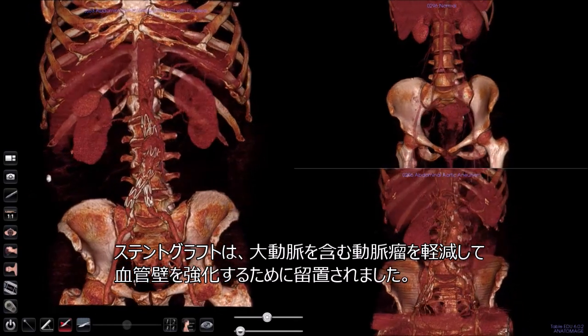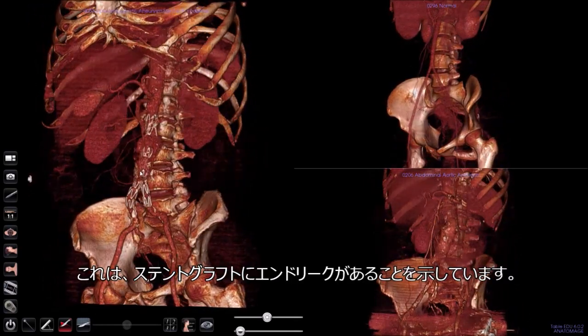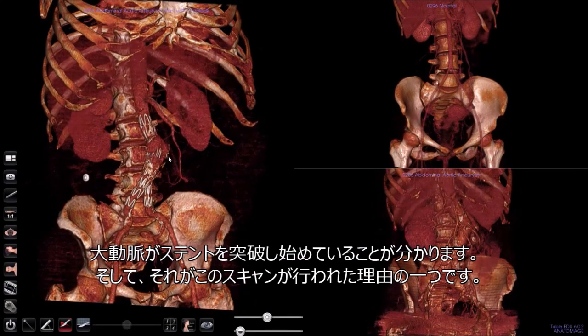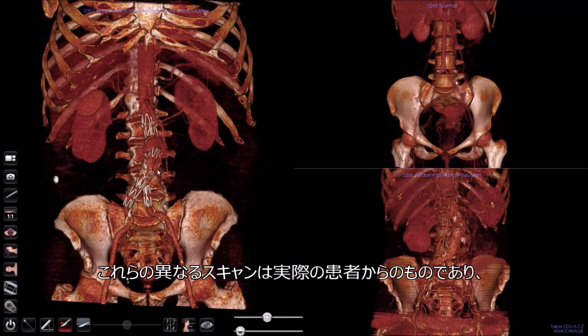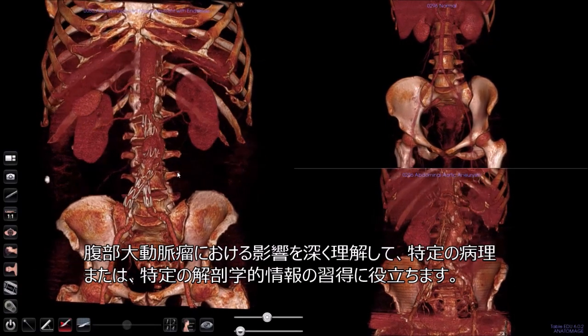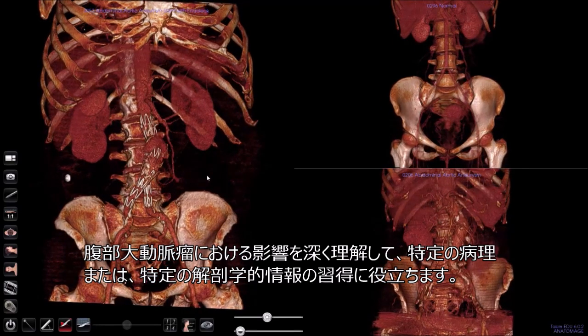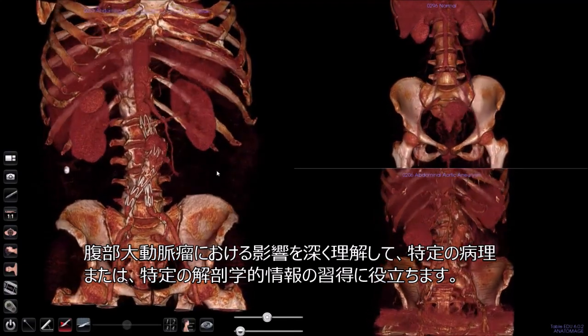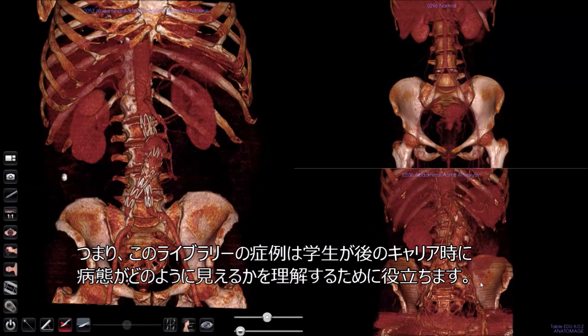Now, this also is a demonstration of another pathology because there is an endoleak within the stent itself. You'll notice that the aorta is starting to break through the stent, and so that's part of the reason why this scan was taken. Each of these different scans is from a real patient and exhibits a certain pathology or certain piece of anatomical information we can piece together to better understand what the effects of an abdominal aortic aneurysm are. Ultimately, this type of example and the other examples in our library are helpful for students to gather information and draw on later when they are going down into their careers in medicine to better understand what a pathology could look like.